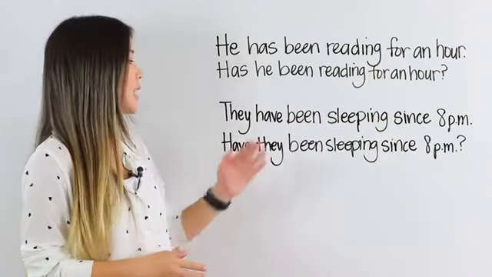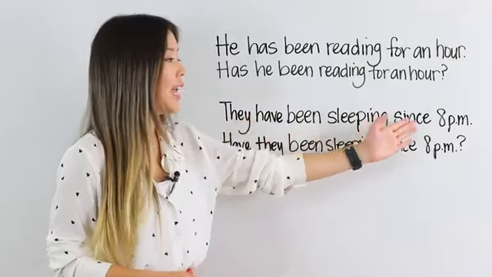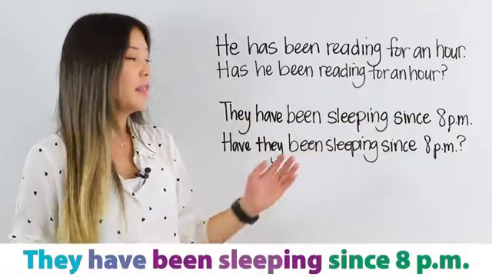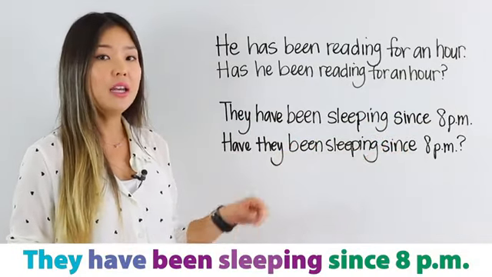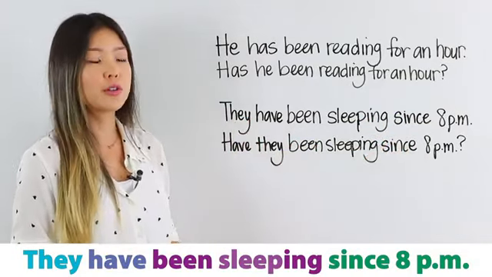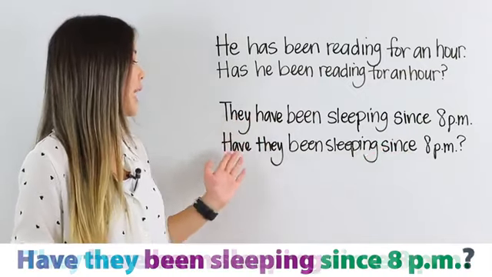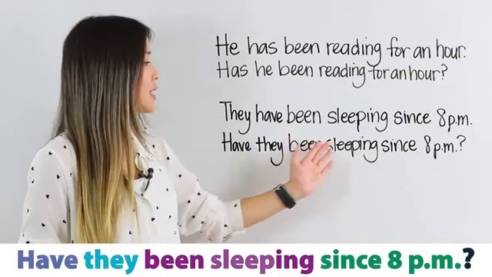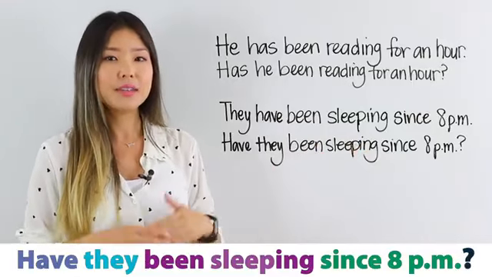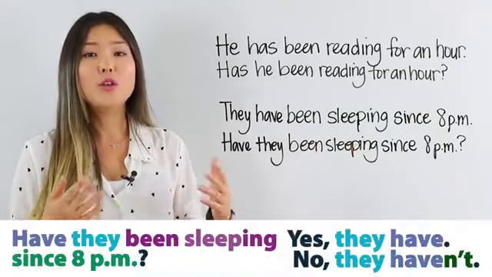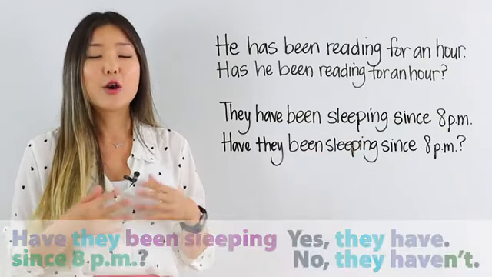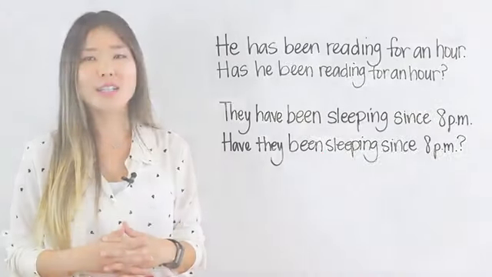The next sentence says, they have been sleeping since 8 p.m. Again, the second part of the sentence stays the same, and in the beginning, we just switched the first two words. They have becomes have they. Have they been sleeping since 8 p.m.? To answer, you can say, yes, they have, or no, they haven't. Great job, everybody. Let's move on.